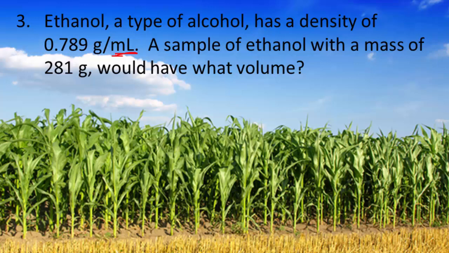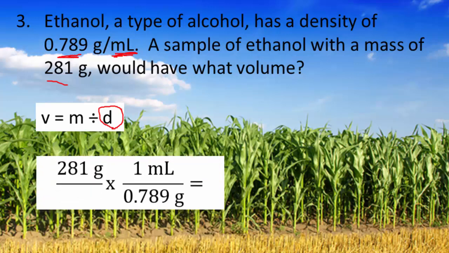So the first thing you want to do is rearrange that density formula. When you do that, you see volume is equal to mass divided by density. Hopefully you remember when you're dividing by something, you're actually multiplying by the inverse. So to make this a nice factor label problem, all we're going to do is invert the density. So first we're going to take the mass, which is the 281 grams, and then we're going to divide by the density. That means this 0.789 grams is going to be at the bottom, and we'll just have 1 milliliter at the top. So it ends up looking like this.